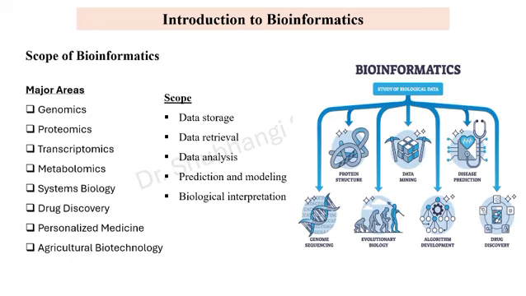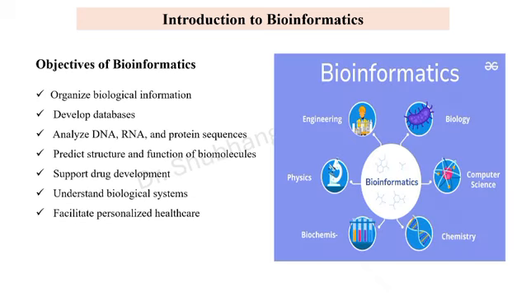So now we will discuss the scope of bioinformatics. The scope of bioinformatics is very broad. It applies in several areas such as genomics, proteomics, transcriptomics, metabolomics, systems biology, drug discovery, personalized medicine, agriculture, and biotechnology. Bioinformatics is not only about storing data, it also retrieves data, analyzes, predicts behavior, and interprets our results. So this makes bioinformatics an indispensable tool in modern biological science.